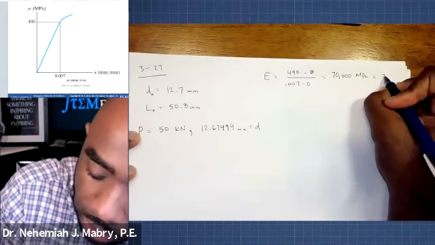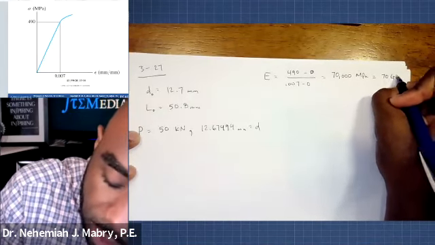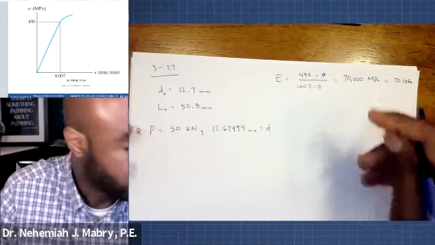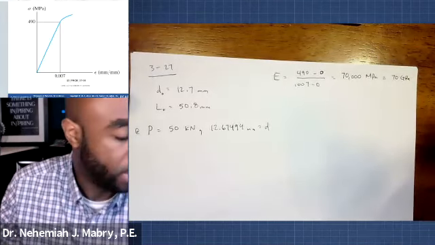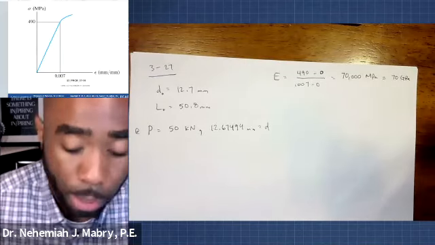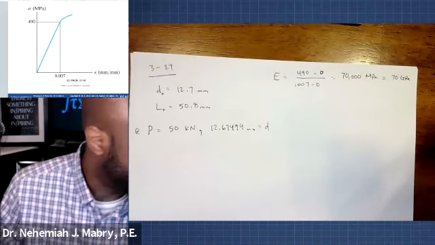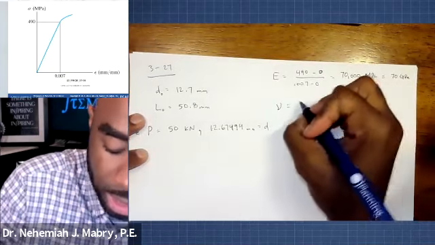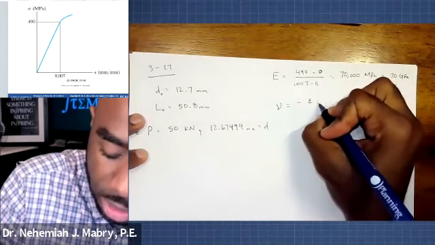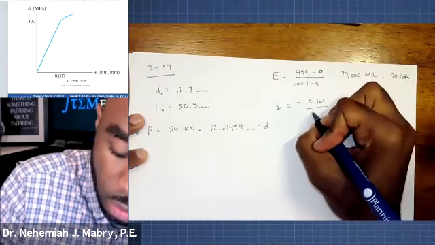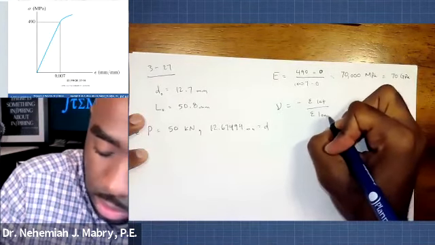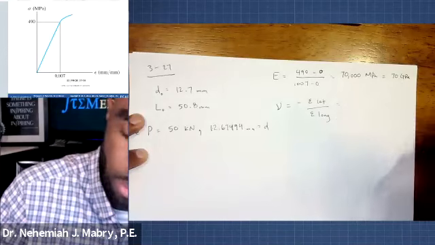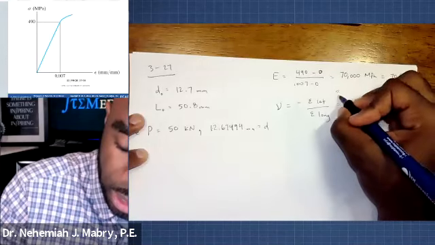Or you can just say 70 GPa, gigapascals. After that, we want to find Poisson's ratio because from there, that's going to answer our problem. So Poisson's ratio is a negative strain latitudinal over strain longitudinal. That's what we want to find. This is basically our endpoint.